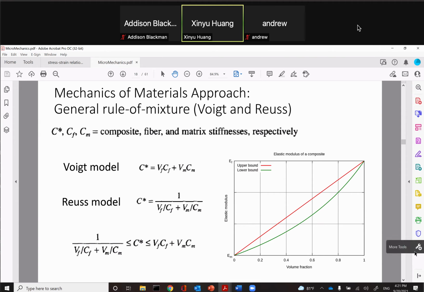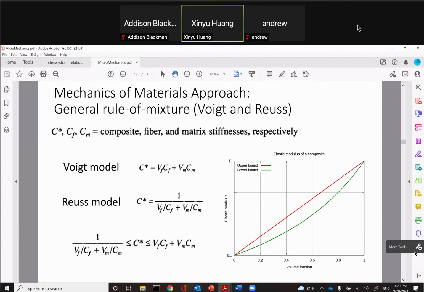This is the most widely used. If you know this model, it takes care of most of your estimation needs. Even though there are better models, they're more complicated. But given the simplicity, this is a great tool to use. The most common name, most people call this the rule of mixtures.